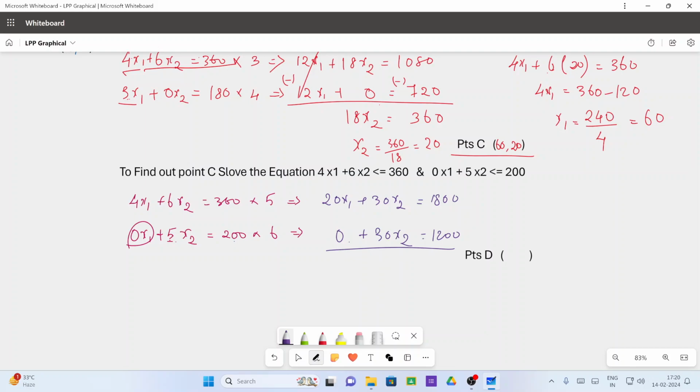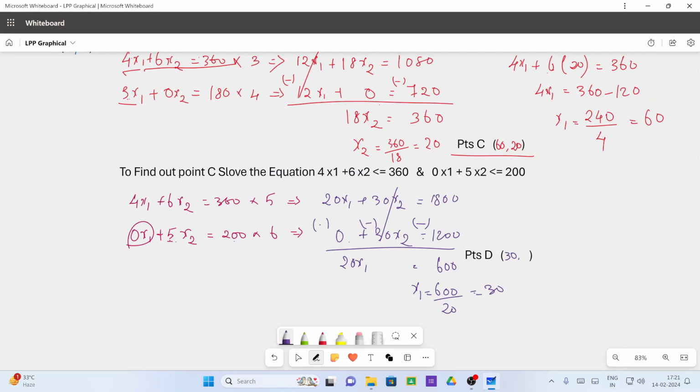Finally if you subtract these two, the 30x2 terms get cancelled, so this is going to be 20x1 equals 600. So x1 equals 600 divided by 20, which is going to be 30. So first we found out x1 is 30.